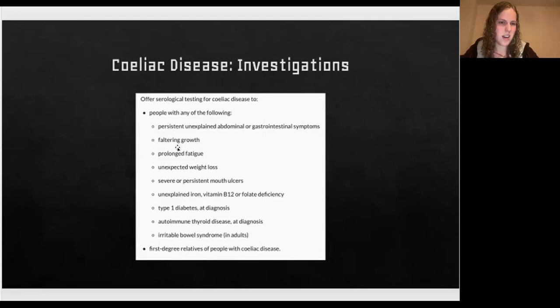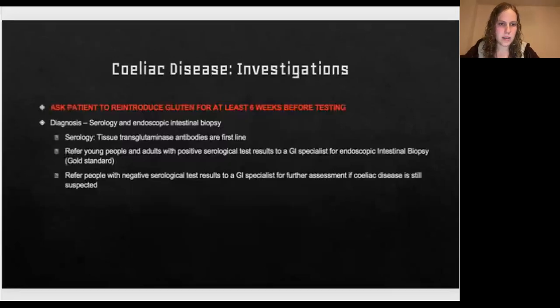So here, these features can be associated with celiac disease. It's quite vague, like vague abdominal symptoms, fatigue. If anything just doesn't seem quite right in the history, that kind of thing. And also if they have a family or personal history of autoimmune disease, that can also be associated. Okay. So for investigation, the tissue transglutaminase is first line, and then you do an endoscopy for the formal diagnosis usually.